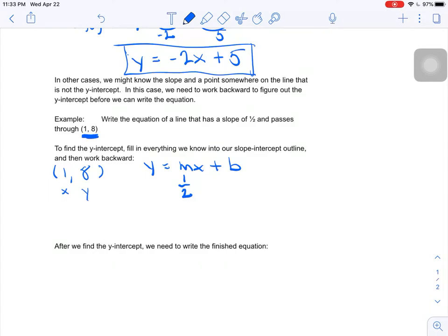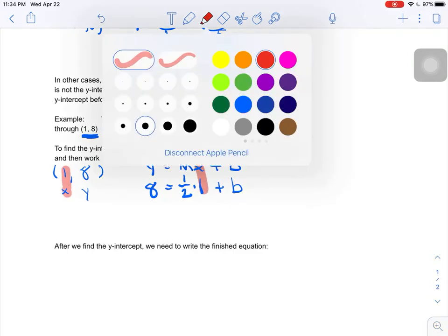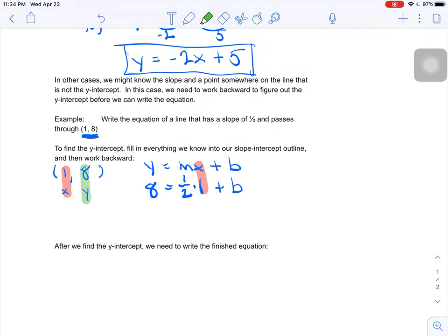So we can fill that into the equation and say, okay, 1/2 times an input of 1 plus something is supposed to give me an output of 8. So you see where we took the x and put it in the x spot, and then the y and put it in the y spot. You have to be really careful. Make sure you get the x in the x spot and the y in the y spot. Don't accidentally get them reversed and fill them into the wrong places. Otherwise, you'll get a wrong answer.